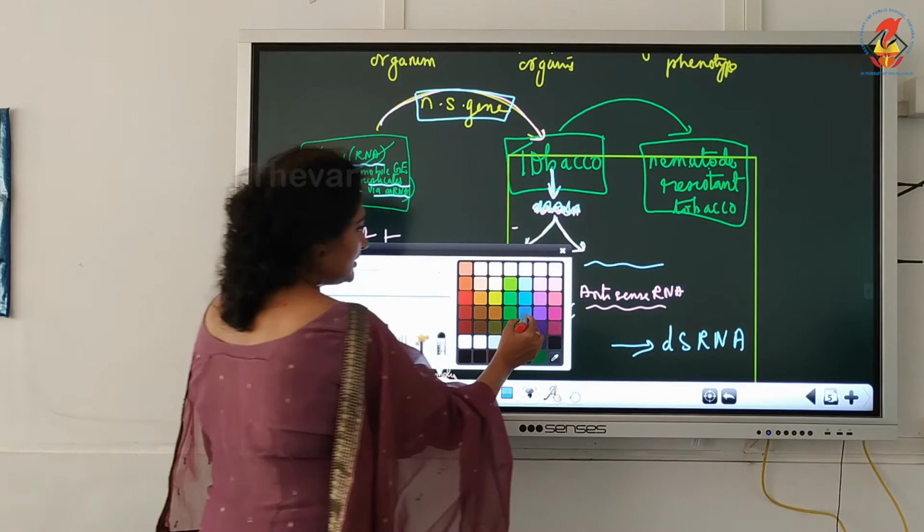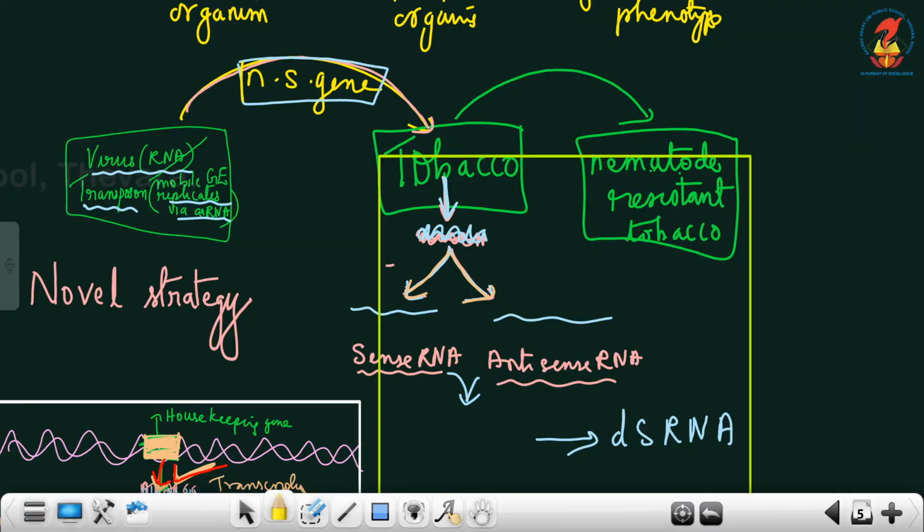Once again I am repeating, nematode specific gene. This is the gene of interest, the nematode specific gene from the source organism. It can be a virus having RNA as a genetic material or a transposon which replicates via an RNA. It is transferred where? Into tobacco. Now I will put it inside tobacco. Now once it gets into the tobacco, this is the nematode specific gene.